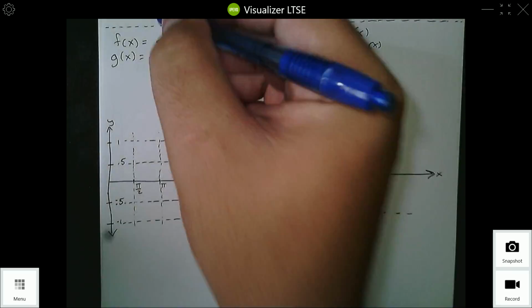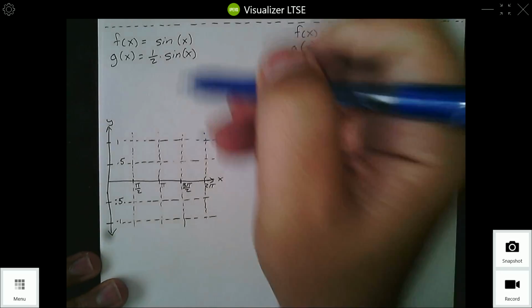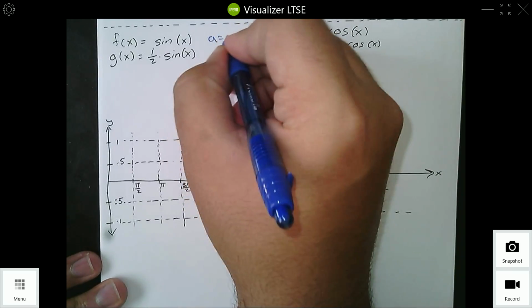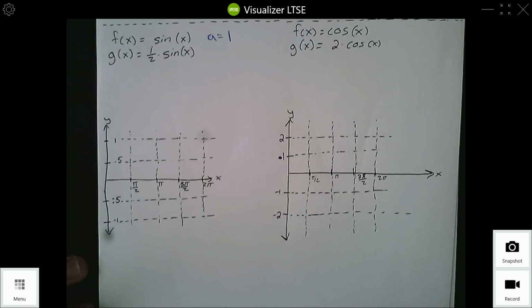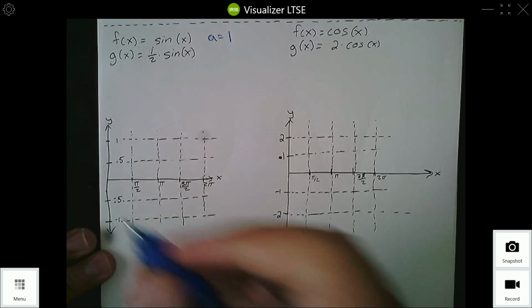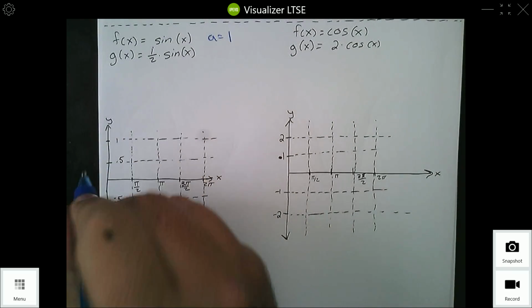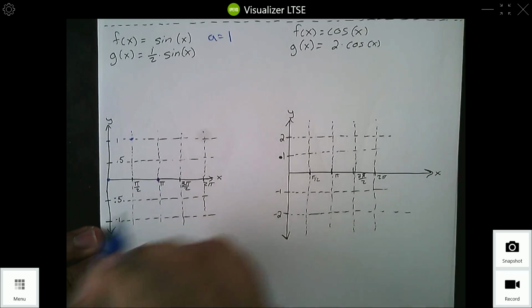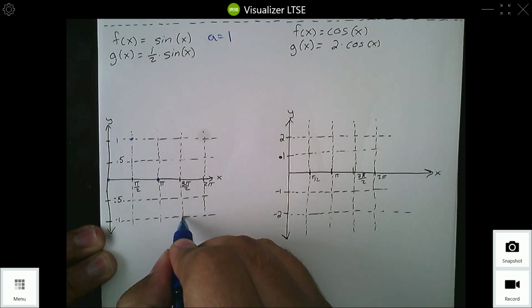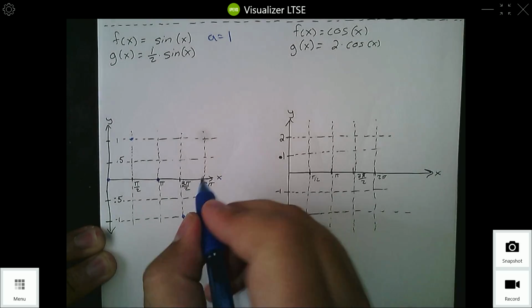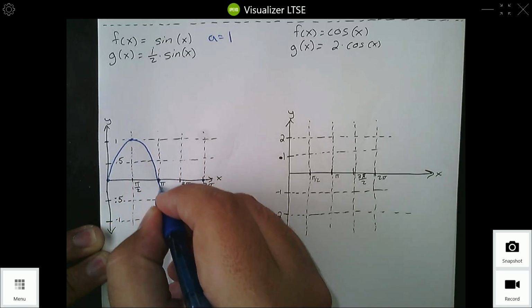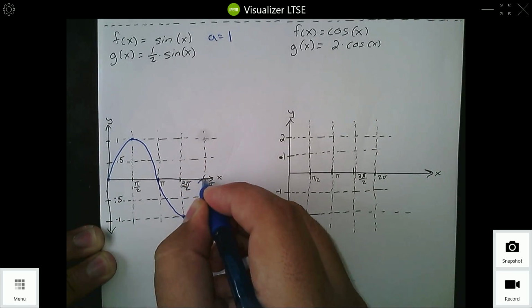We have our first one, f of x. The amplitude for sine of x, since there's nothing in front of sine, is essentially equal to 1, right? And that's why it has a height of 1. When we graph it, once again, sine functions start at (0, 0). At pi over 2, they go up and hit 1. At pi, they go back to 0. At 3 pi over 2, they go to negative 1. And at 2 pi, they go back to 0. So it should look something like this. Okay, big old wave.